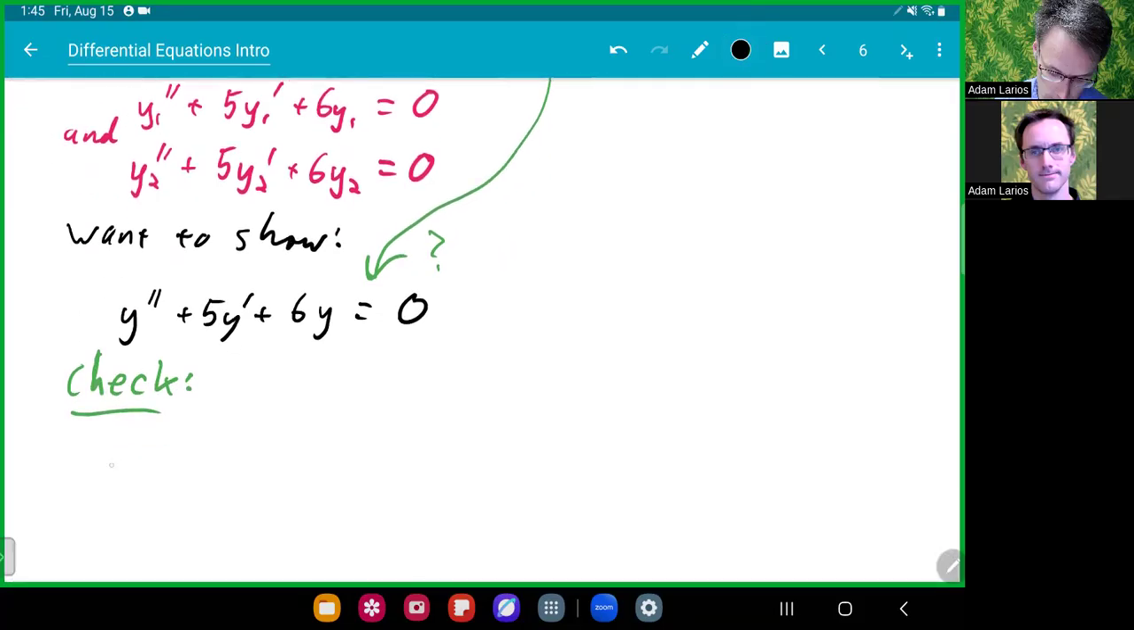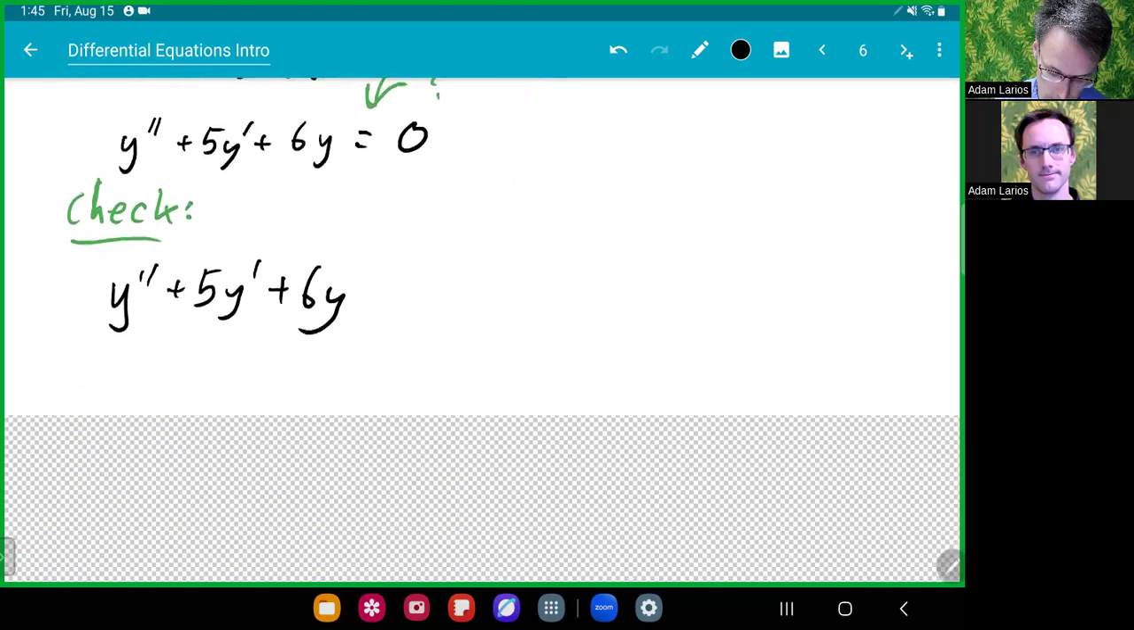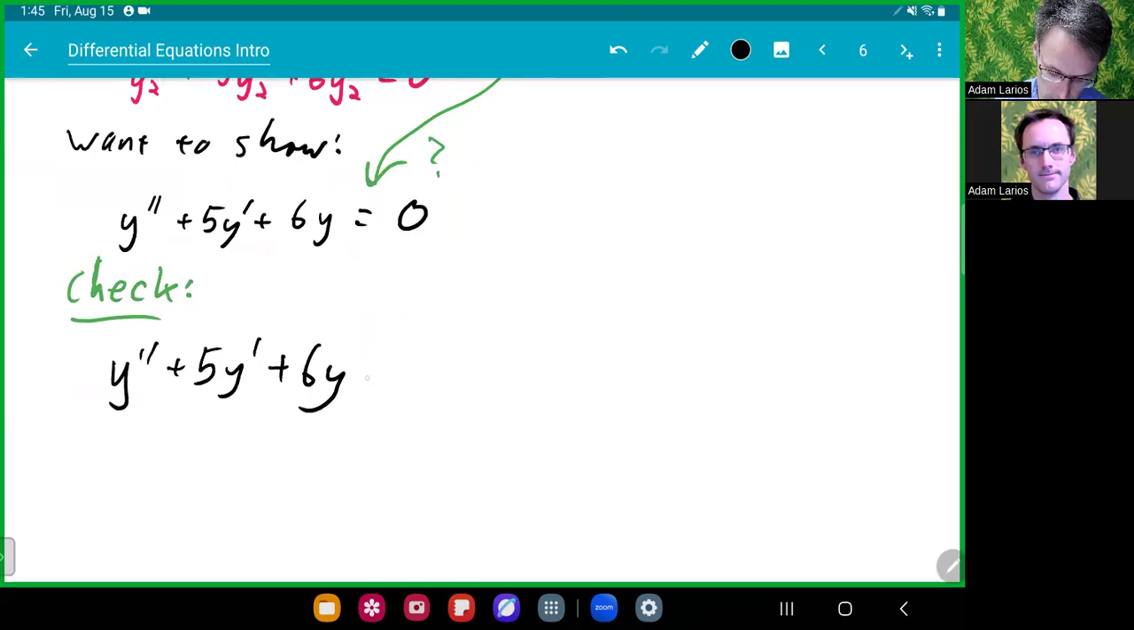All right, so y double prime, I'll start again just writing the equation. And then the idea is to work and work and work on this thing until we get 0. If we don't get 0, it's not a solution. If we do get 0, it's a solution. Well, we don't know very much about this y other than how it looks. So we'll plug it in.